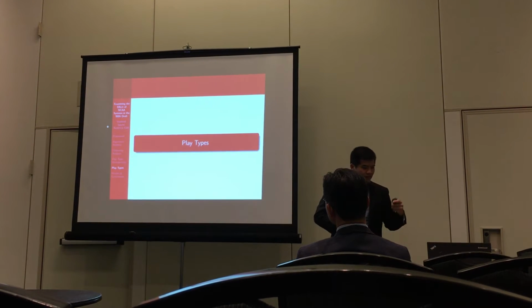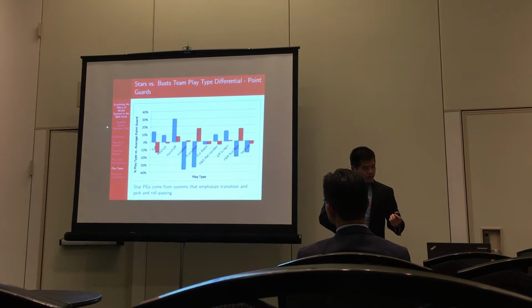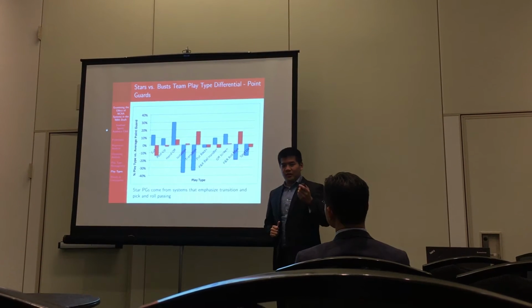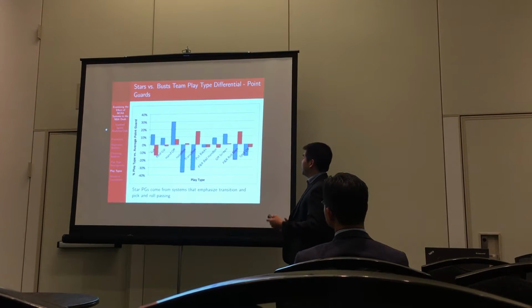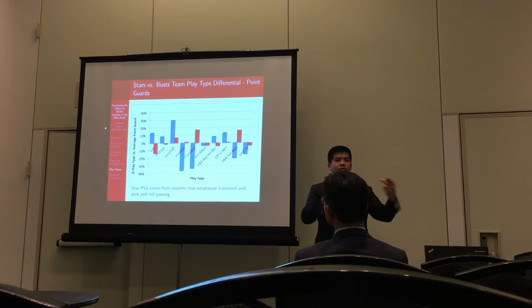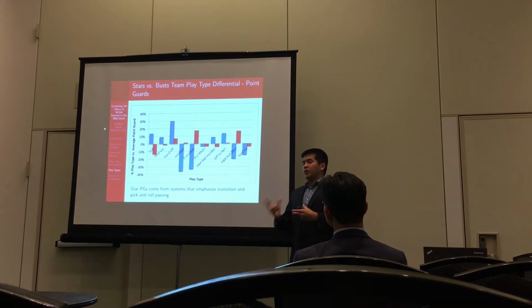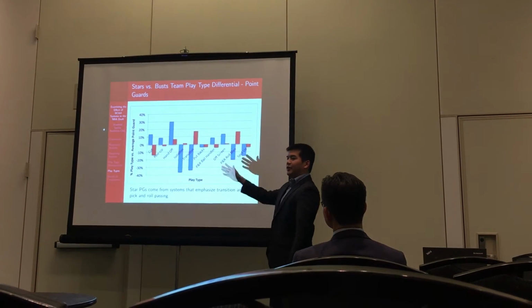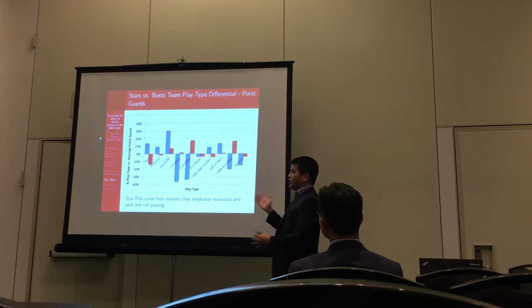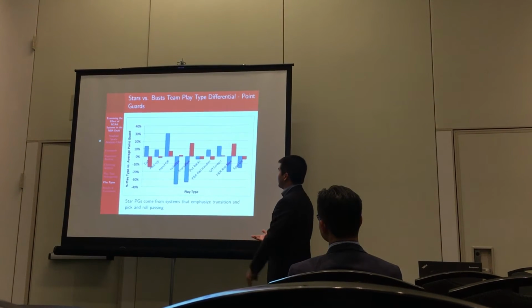The last one that I'll get into is play type distributions. And this is probably the brunt of our contribution. Basically, once we know which offenses produce star point guards and which offenses produce bust point guards, then we can look at the aggregate play type distributions for those offenses that produce those stars and busts, and look at how they deviate from the typical college offenses.